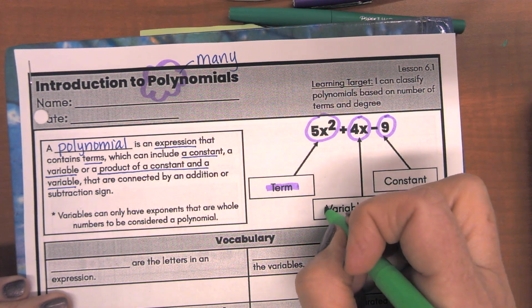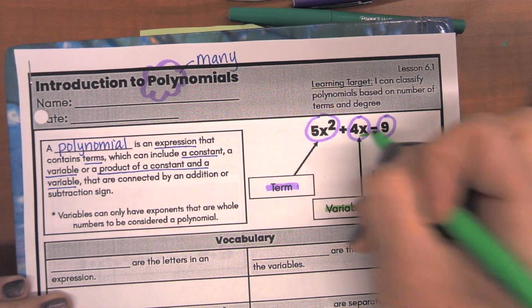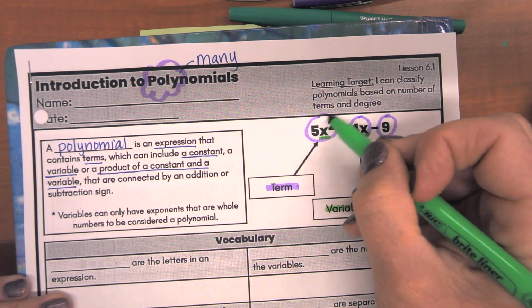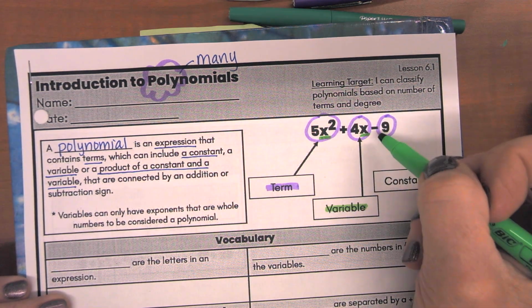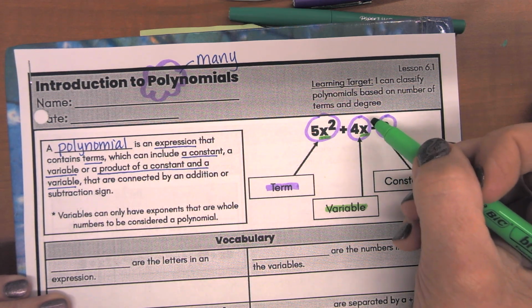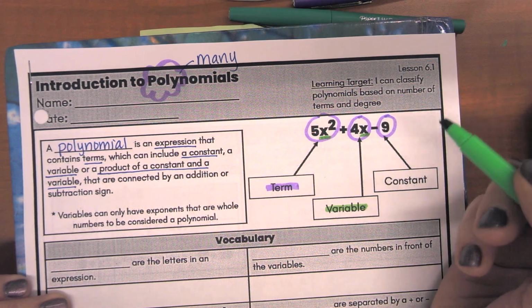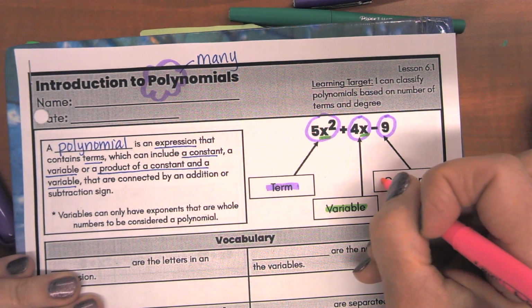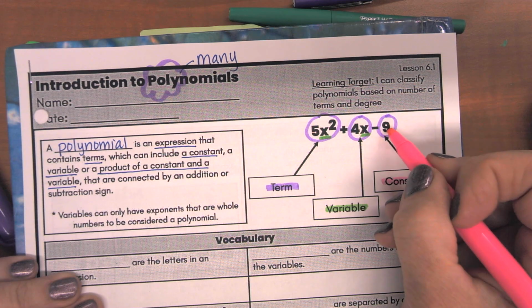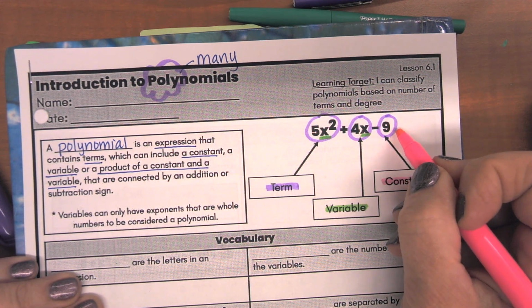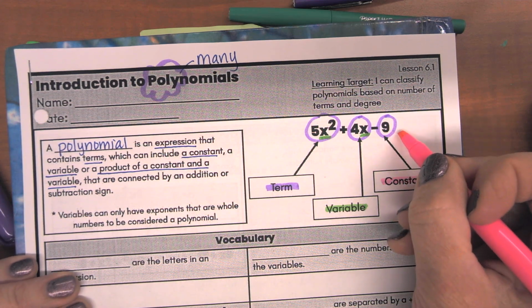Variables are our letters. So notice we have an x here and we have an x squared. These are considered different because this one has an exponent of 2. This one is just an x. It technically has an exponent of 1, but remember we don't write ones. Then finally we have our constant. A constant is a number that's all by itself. So notice this number is sitting over here way on the right side and there is no variable connected to it. Constants are just the regular old numbers.